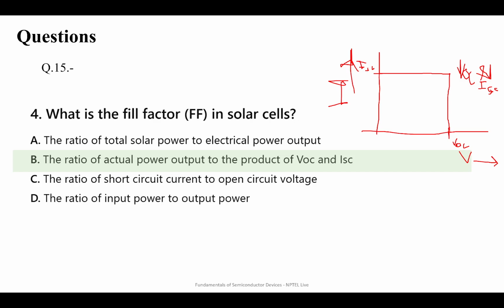But what actually happens is I get a curve like this. Here the maximum power output I will get is at this point, at some reduced voltage and current. This is my V at Pmax and this is my I at Pmax. So fill factor is basically how much of this rectangle you have filled. This smaller rectangle is what you can fill.